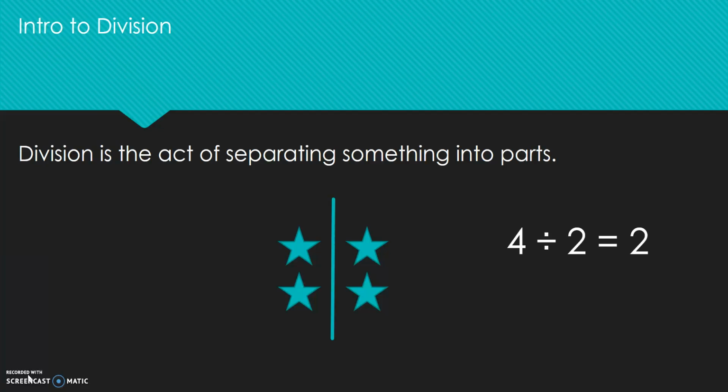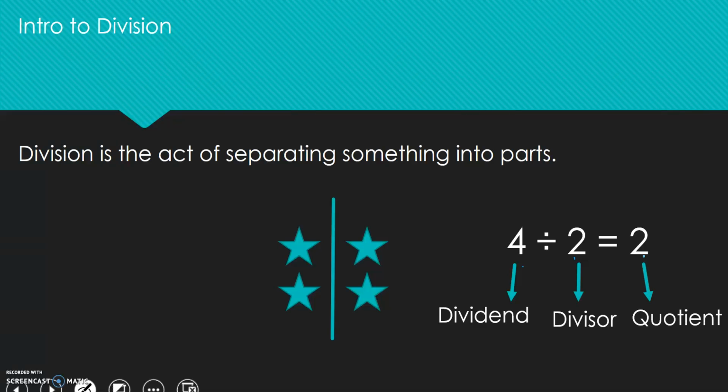The numbers in a division problem have names, just like the numbers in an addition or subtraction problem or multiplication. The first number right here in a division problem is called the dividend. It's the number that we're taking and we're dividing up. The second number in a division problem is called the divisor. That's what we're dividing into. And then finally, the answer of a division problem is called the quotient.